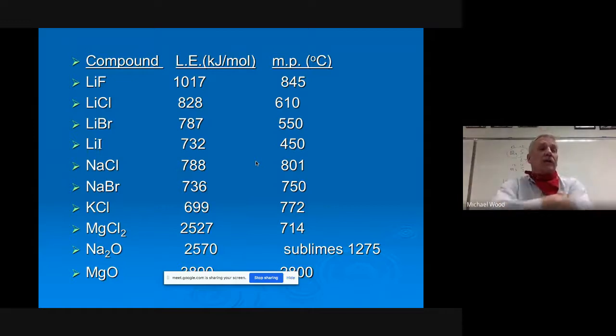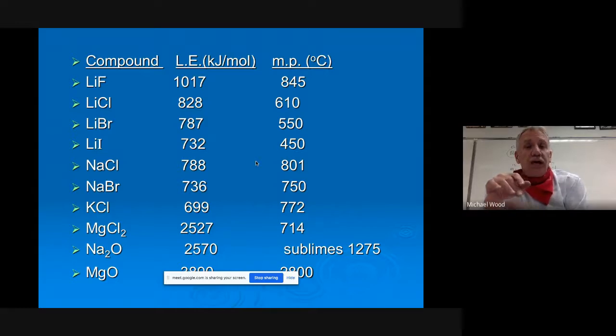So if I ask you to compare LiF, LiCl, LiBr, LiI in terms of their Coulombic attraction, LiF would be the largest one, and that's what the LE, lattice energy, means. Lattice energy and Coulombic attraction are the same thing. Why is LiF higher than LiCl, LiBr, LiI? Because LiF is smaller, the two nuclei are closer together. LiCl is smaller than LiBr, so its lattice energy is larger. And notice the column on the right, the melting point. As the lattice energy goes up, the melting point goes down.